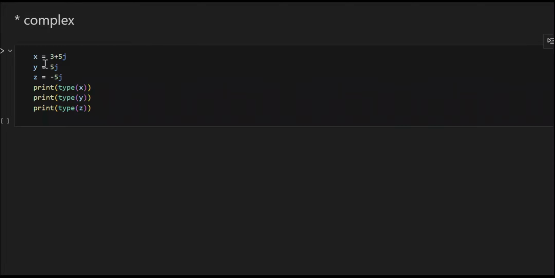Complex numbers are written with a j as the imaginary part. For example, I will take some examples. In this example, I will take x value as 3 plus 5j, y value as 5j, and z value is minus 5j. Here I am printing the type of x, y, and z. Now I am printing. All are complex types because they have one alphabet and one numeric value, that is one integer value. It takes both positive and negative also.